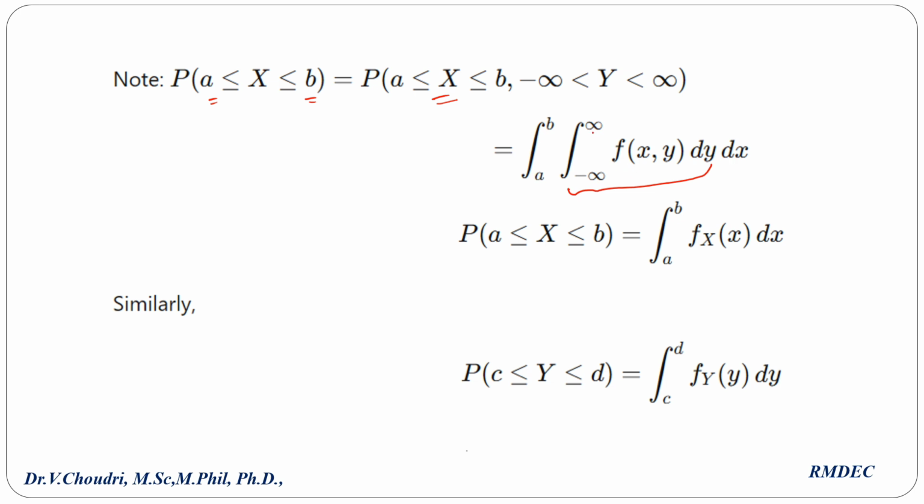Now already we know that integral minus infinity to infinity f of x comma y dy equal to fx of x. That is the marginal probability density function of x. Like that for y also. Since y limit is given, for example, probability of minus infinity less than x less than infinity, y limit is given c less than or equal to y less than or equal to d. So here integral minus infinity to infinity f of x comma y dx equal to fy of y. So whenever they ask probability of y, use this formula. Probability of x, use this formula.